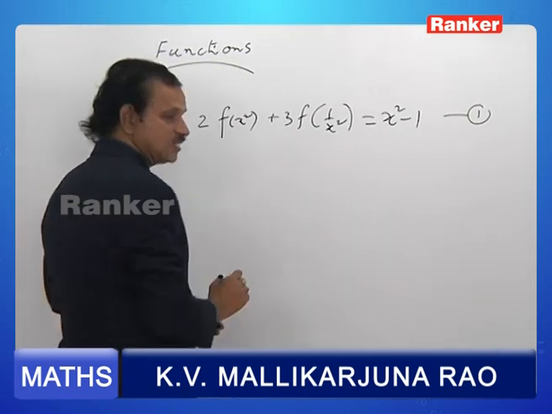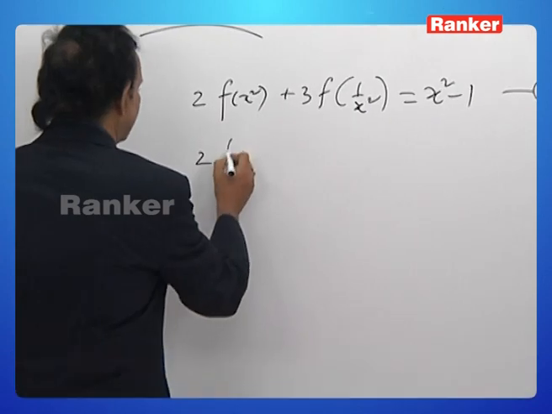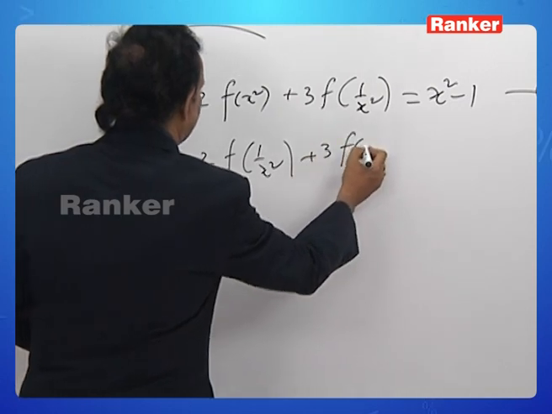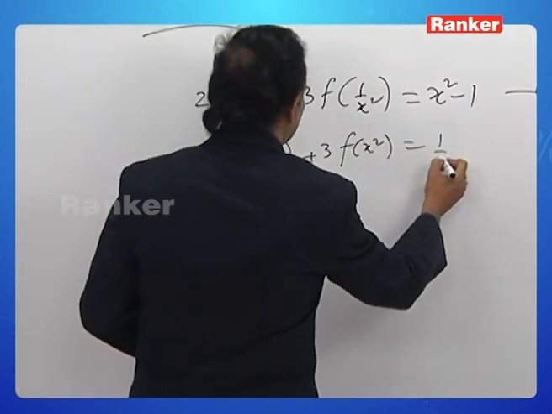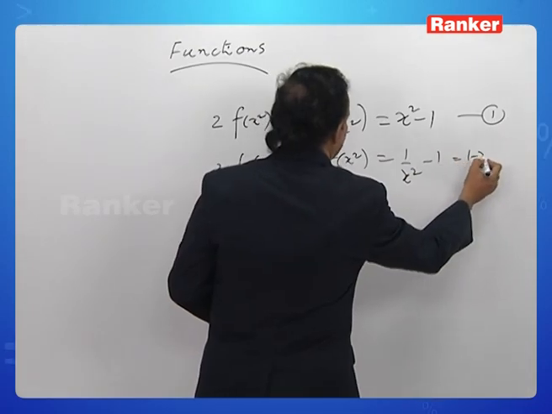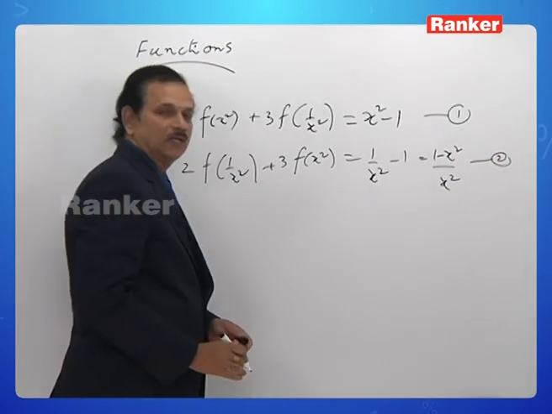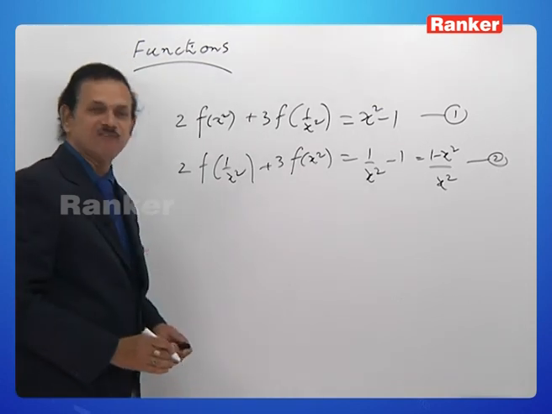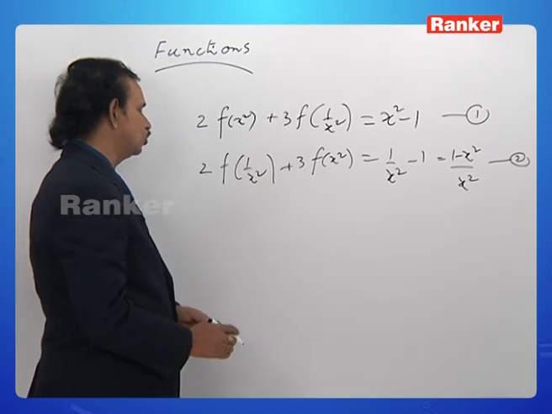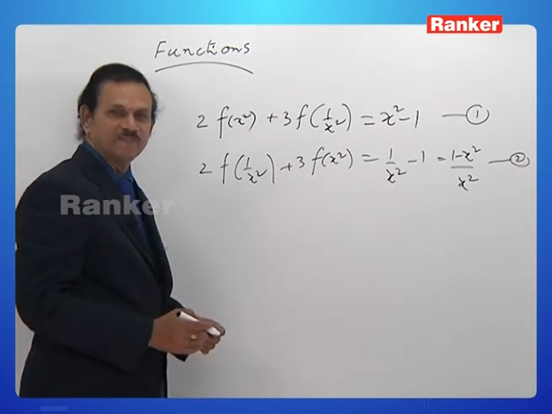From this, let us replace x square by 1 by x square. What is going to happen? 2 into f of 1 by x square plus 3 into f of x square is equal to 1 by x square minus 1. Or this is 1 minus x square by x square. Call this equation 2. You just solve these two to get f of x square. It is an easy manipulation. Multiply the first equation with 2, second equation with 3 and subtract. You will be going to have directly f of x square.